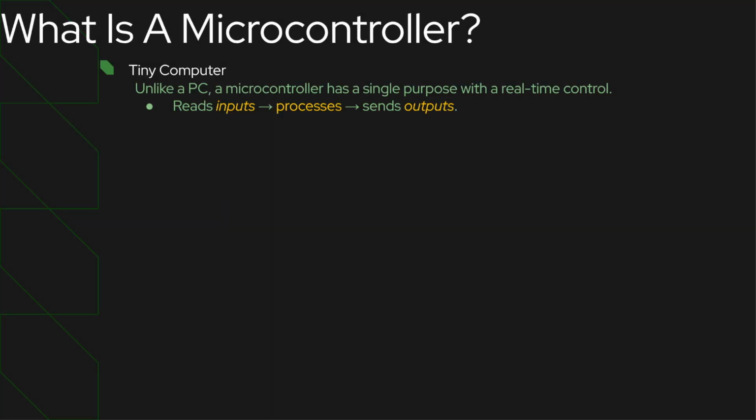What is a microcontroller? We've talked about this multiple times already. A microcontroller is the brain of the robot. It has one specific goal and it will do that goal. It is a tiny computer that's built with only one purpose for its whole entire life. But it can do that single thing in real time and do it very effectively.